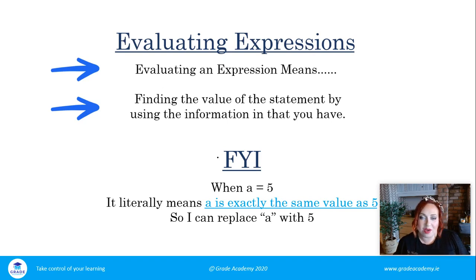Before we move on, though, I have a piece of information that I want to share with you. So FYI, when I say A is equal to 5, I literally mean that A has the exact same value as 5. They are identical. So that means, and this is the important bit, that I can replace A with 5 or 5 with A. So they can be swapped in and swapped out whenever it suits me.